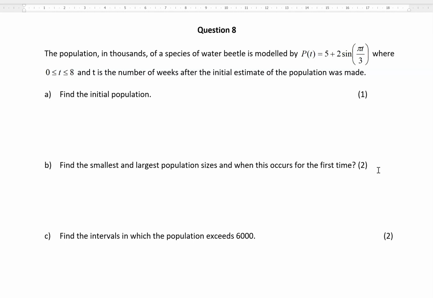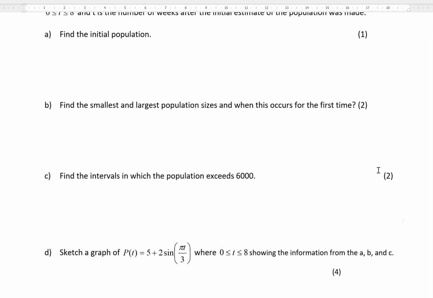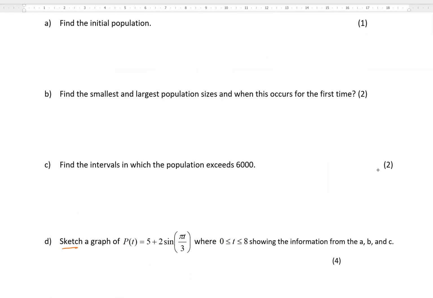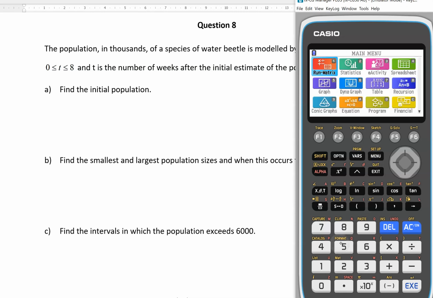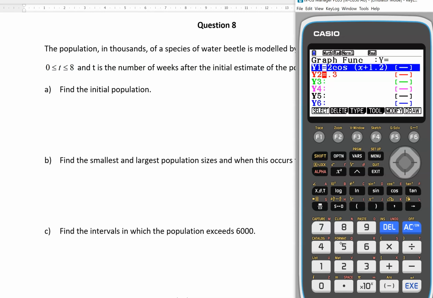Population in thousands. Okay. So I read the question, find the small. Because it said sketch, I'm going to go straight to drawing my graph first. We know that this stretches it out, so just because of the 2, I know it's going up to 2 and down to minus 2. And then this add 5 is taking that 2 up to 7. And so when I go to my calculator to pop it in, I already know some of my values.